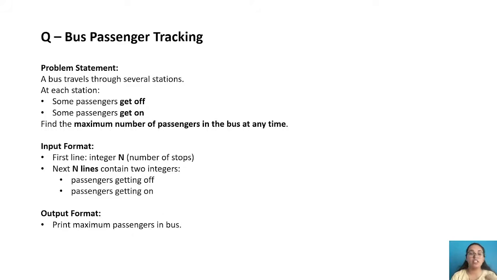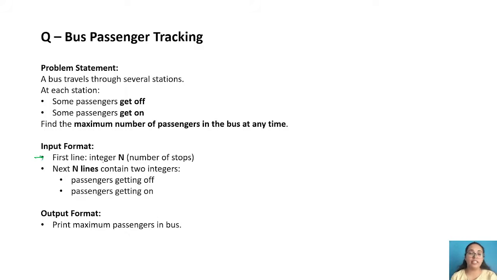So they are asking what was the maximum number of passengers in the bus at any time. There is no fixed time, so you do not have to tell how many passengers are there at the last stop or after the last stop. They're just asking what is the maximum number of passengers that was in the bus at any time of movement. Now let's see how the input is given.